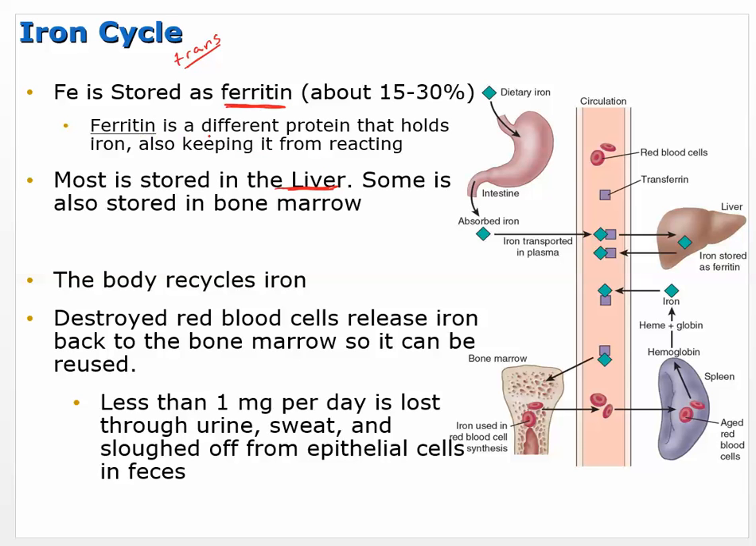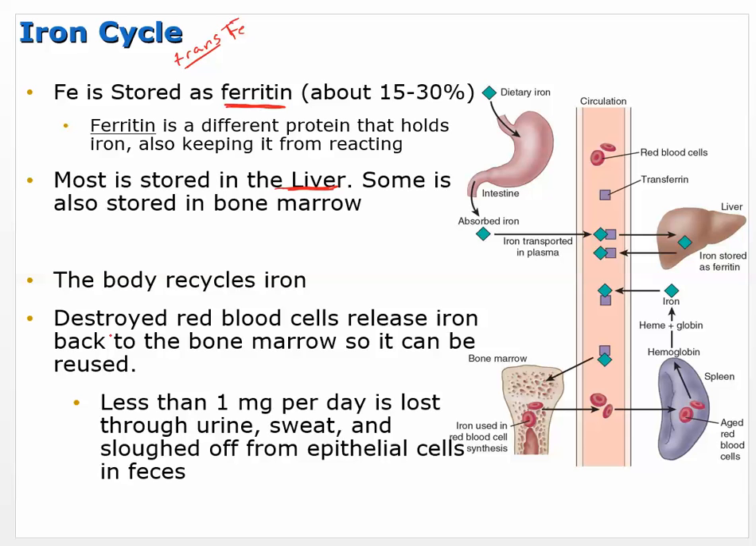Now, ferritin is a different protein than transferrin, and it holds the iron, and it also keeps it from reacting, just like we saw with the transferrin, except in this case, it's for storage. The body recycles iron. Okay, so we don't have to chew on nails all the time to keep enough iron. Assuming it's an iron nail, we can reuse the iron that we already have.